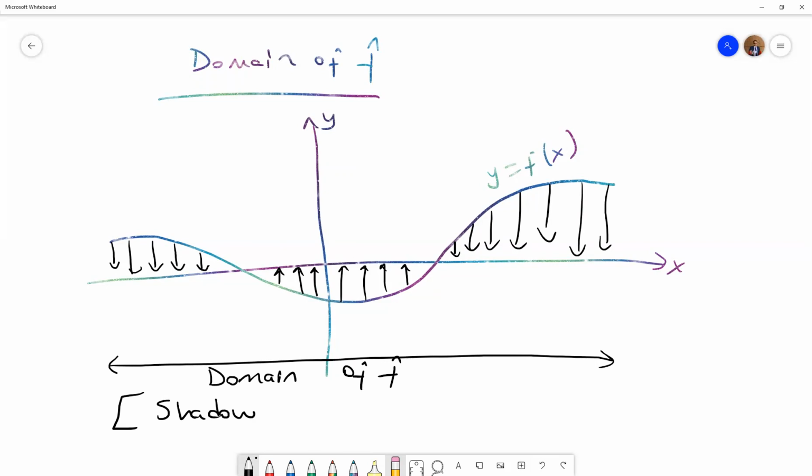So how can we find it? The shadow of the curve, that is, we have the f(x) function on the x-axis. This is our domain. How can we find the domain? We can find the domain by looking at the shadow of the curve on the x-axis. Next one, range of f.